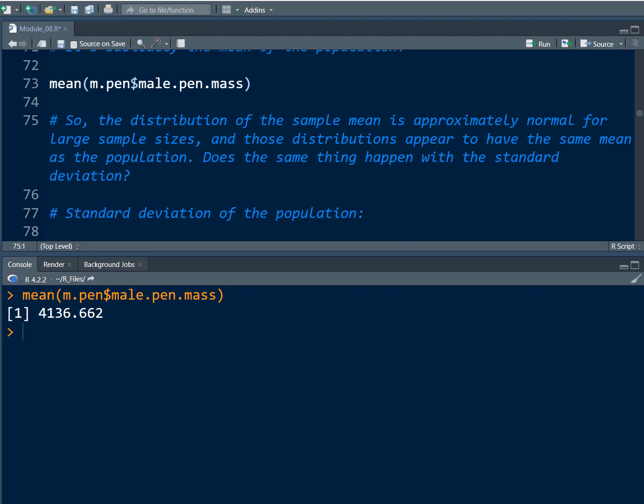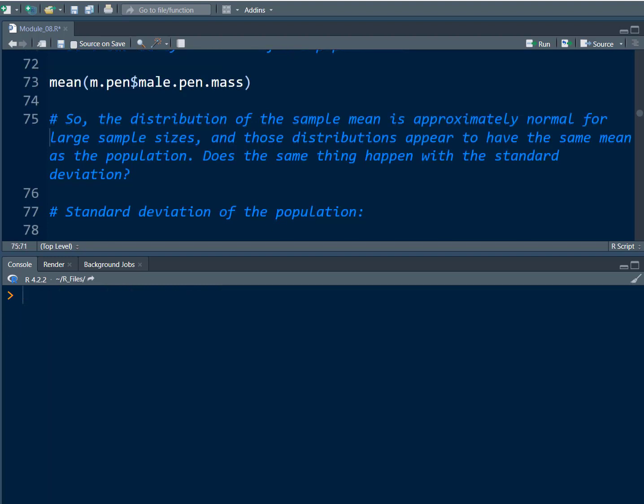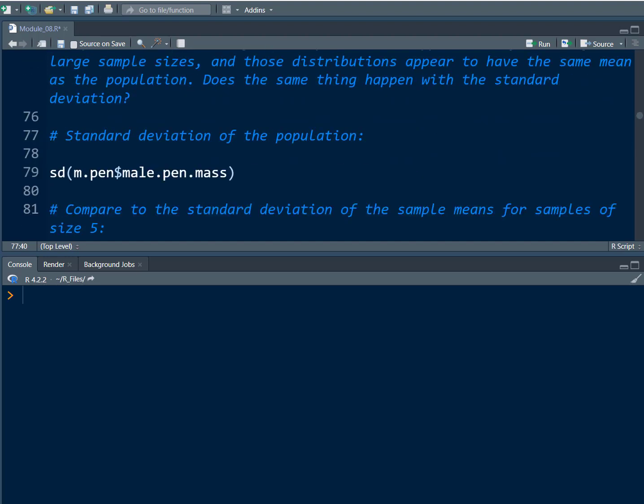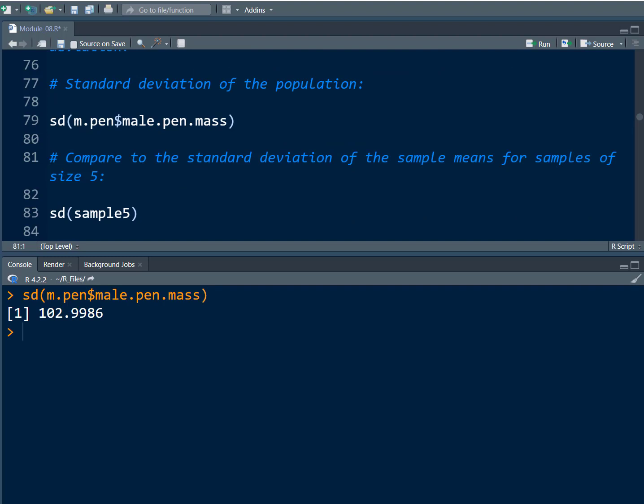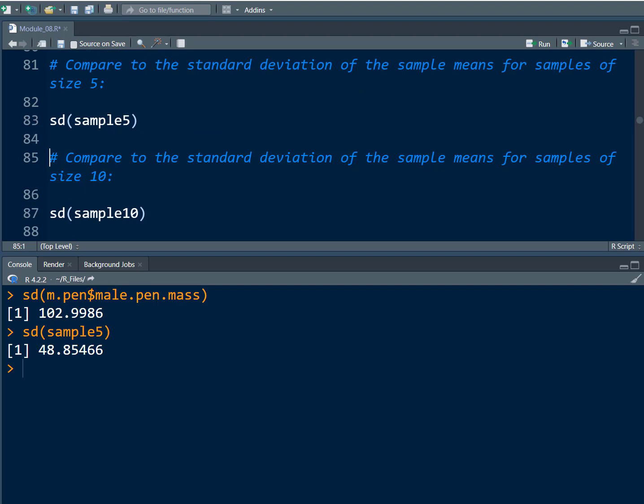So now we know two things. The distribution of x bar is approximately normal for large sample sizes, and those distributions appear to have the same mean as the population. A natural question is, does the same thing happen to the standard deviation? Well, let's start off by finding the standard deviation of the population. We find it to be 102.9986. We compared this to the standard deviation of the sample means when we had samples of size 5. Whoa, it's not even close.